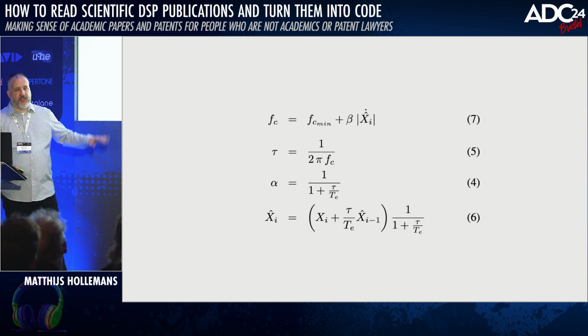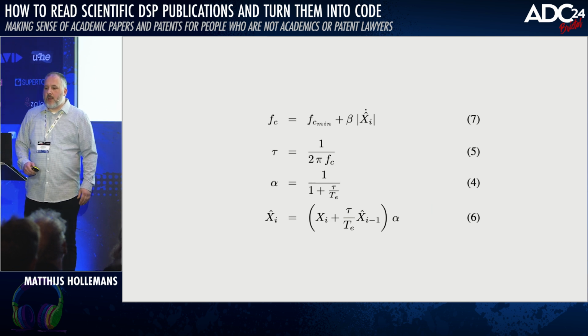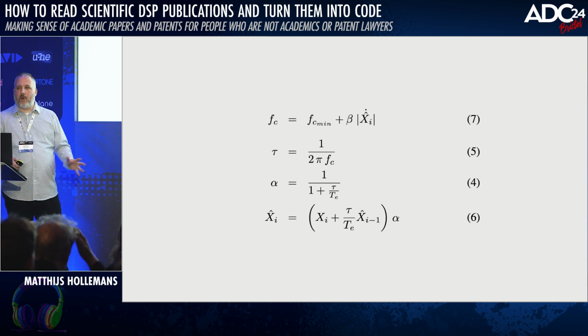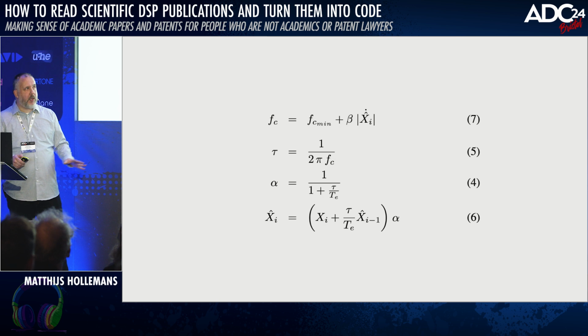Also, this equation 6 bothers me. First of all, there's this thing at the end. That's actually the same thing as alpha, so why not write it like so? But also, this calculates X with a hat. And we've seen before that we had this one-pole filtering formula from equation 1 that also calculated X with a hat. And this doesn't actually look like any filtering formula that I know.